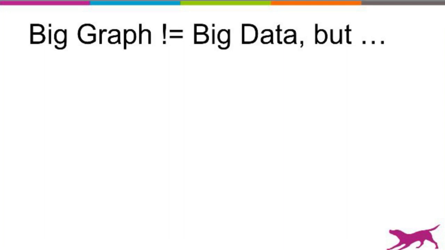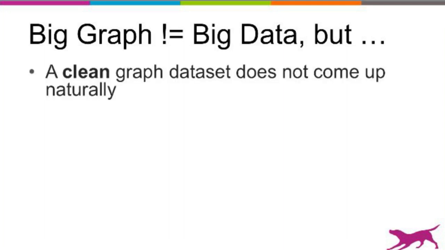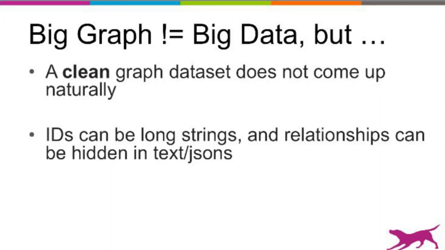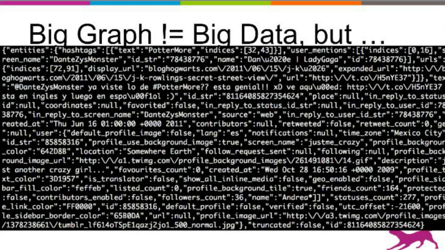First of all, a clean graph dataset does not come up naturally. This is what you would expect a graph dataset to look like. It is one table with all the unique IDs, integers, and another table with 2 columns, with each row representing a source to a target. And that's it. However, in the real world, these IDs can be very long strings. To extract those relationships from logs or text and JSONs can be challenging. So this is what the real data looks like. And this is where you start from.